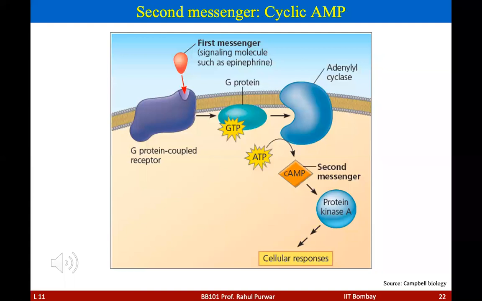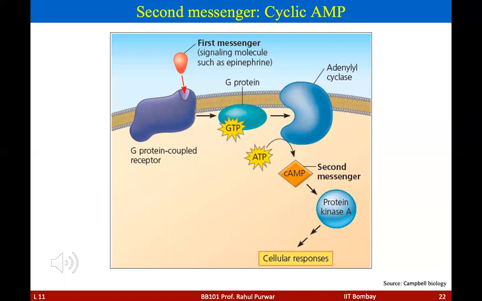What is a second messenger? Some of you might have heard of cyclic AMP. Where does cyclic AMP fit in this signal transduction pathway? Or why is it called a second messenger? Because the first messenger is generally the signaling molecule. For example, take epinephrine as an example. Epinephrine binds to the receptor, which provides the reception. So the first stage is reception. So here is a G protein coupled receptor, and this signaling molecule binds to it.